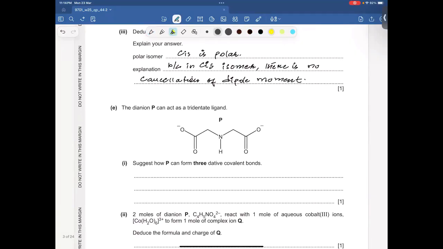The dianion, which means the anion carries a 2 minus charge, acts as a tridentate ligand. In class we had monodentate ligand, bidentate ligand, polydentate ligand, but this time the examiner is using tridentate ligand. Tridentate means it donates 3 lone pairs to the transition element.